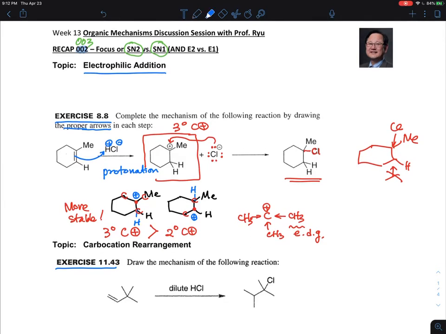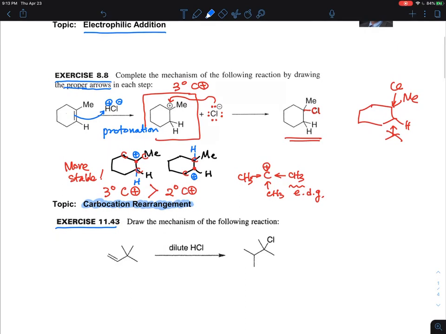The second problem is a carbocation rearrangement, and this problem is actually quite important. So I want to even develop this idea. This is very much the same as the one before. So the first step is protonation. This double bond will try to make a bonding with a hydrogen. So that's what they do.